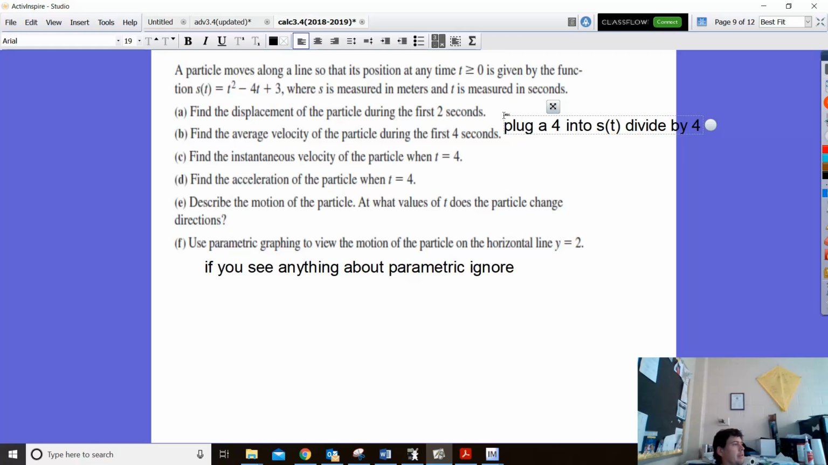C is a derivative, because what word do you see? Instantaneous. That's a kick. It's derivative. D is acceleration, second derivative. E is about describing the motion of the particle. At what values of t does the particle change directions? E is worth doing. A particle changes directions when its velocity goes from what? Positive to negative.